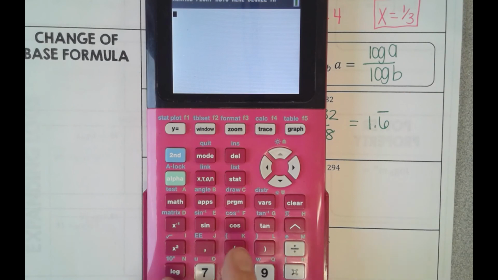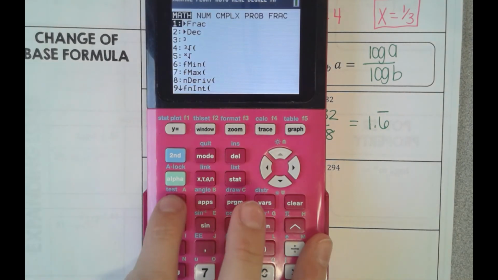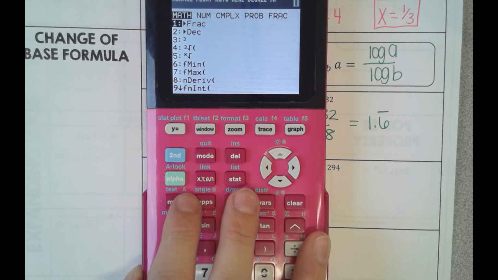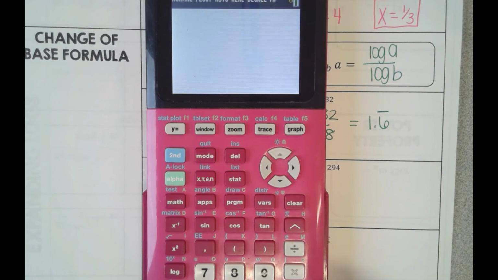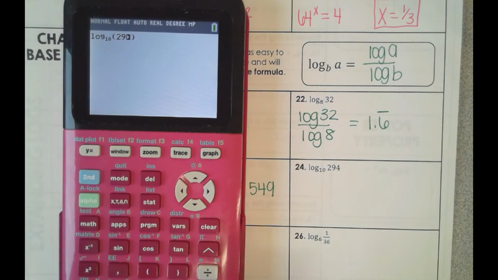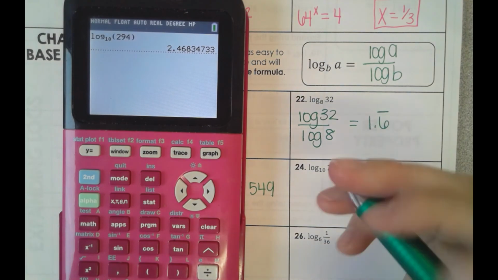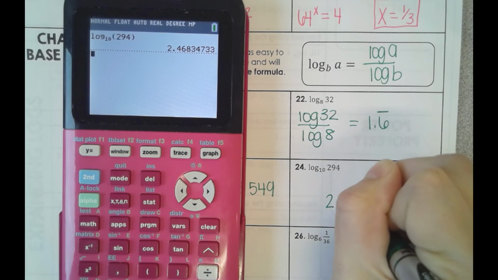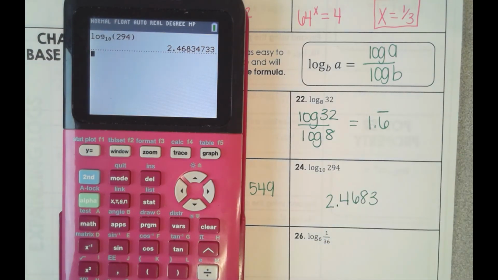So if you go to math, and it's faster if you scroll up, but it's A, where it says log base, and then you can type those in, like number 24. I can just type it in. Those above, 13 through 20, we could have just typed those in, but I wanted you to see where those numbers come from.